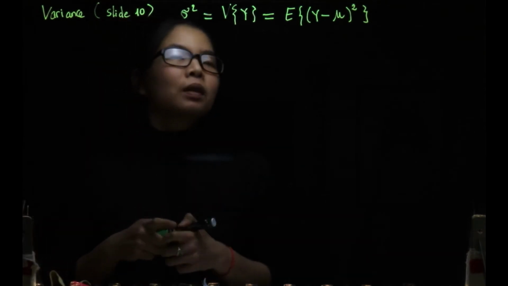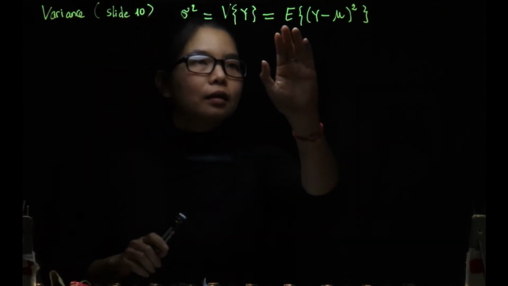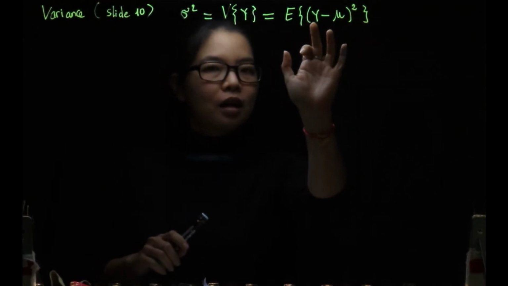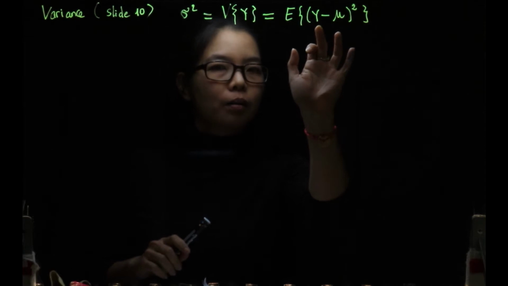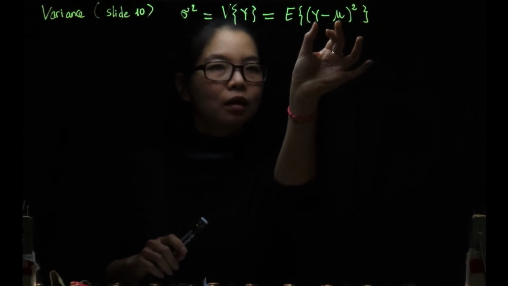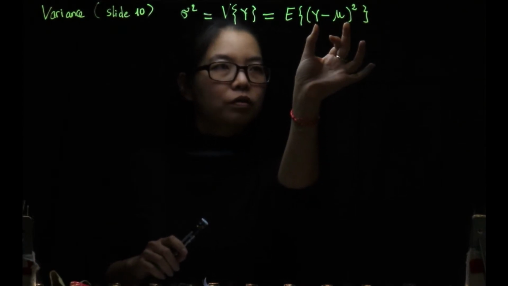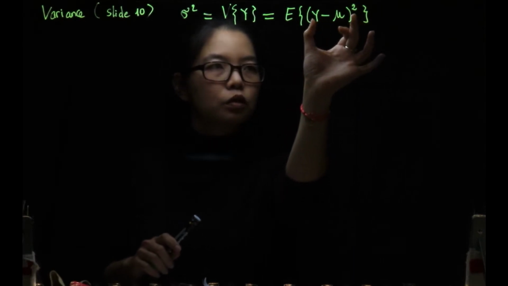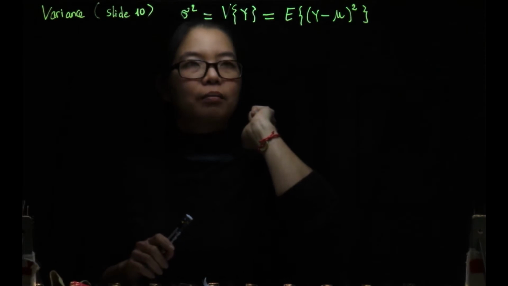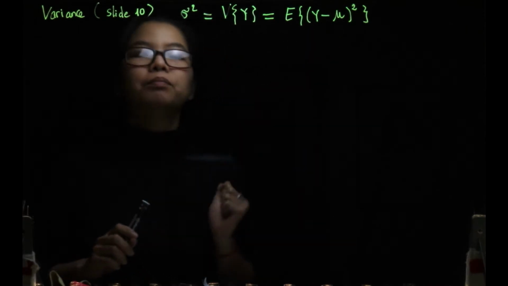So what is that? It is the weighted average of the square distance of every possible outcome of this random variable y from the mean. So the distance of each possible outcome from the mean, square, and then take the weighted average of them, or the expected value of them.